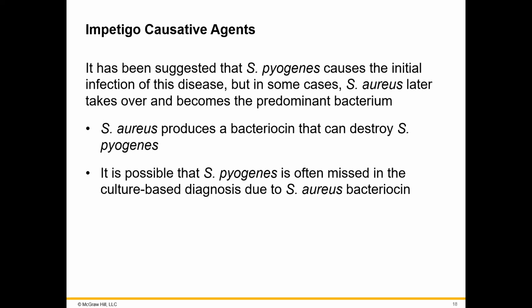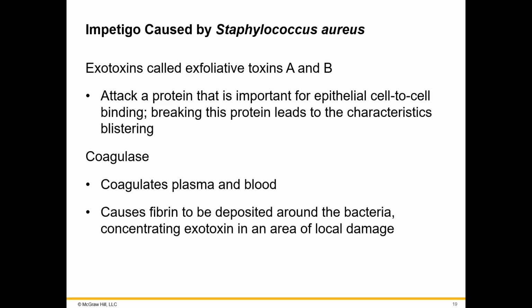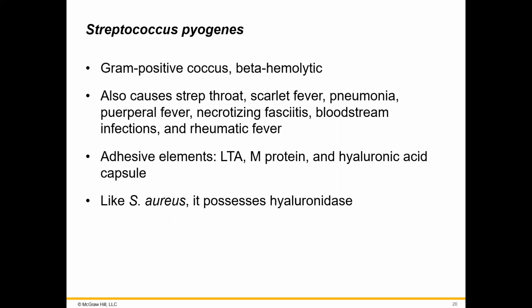So what happens is Streptococcus pyogenes usually comes in first, and then staph from the environment can come in and basically destroy strep and then take over, like all the open stadium seats that it opened up for it. We have exotoxins produced by Staphylococcus aureus that can be exfoliative, which is why we see the flaking aspect associated with this, as well as that coagulase that will coagulate the blood and the plasma.